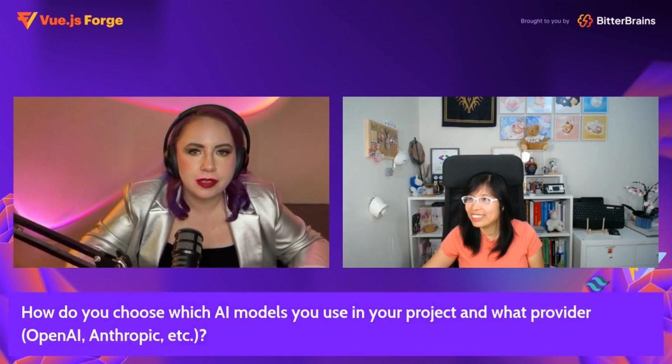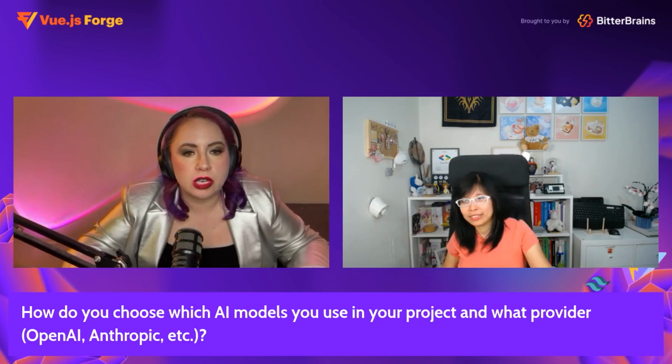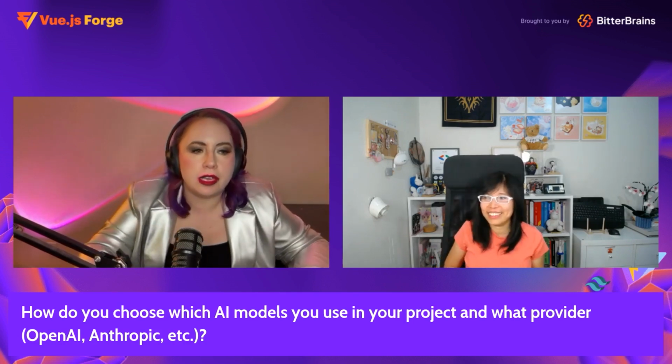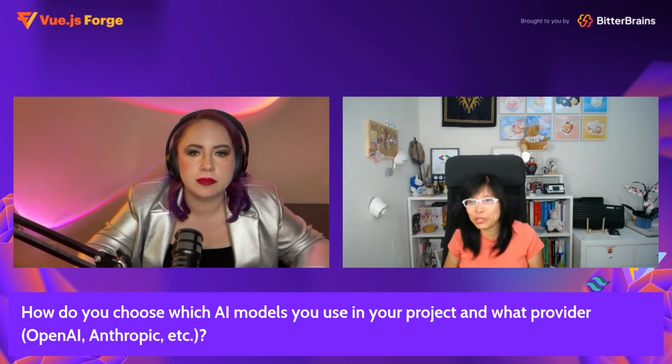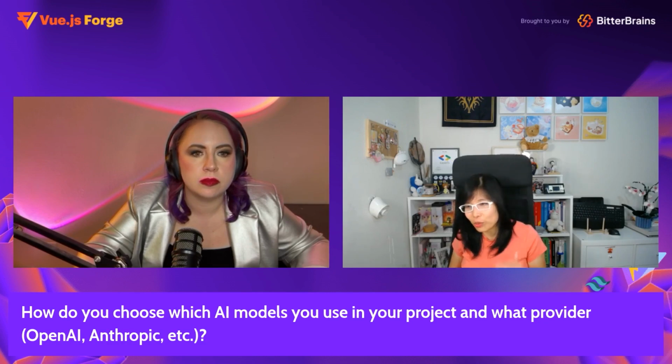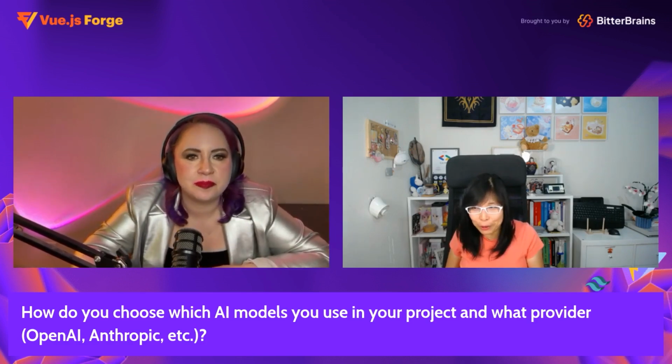So, how do you choose which models you use in your project and what provider like OpenAI and such? Oh, okay. This is actually a very good question in real scale applications, like real time applications. Usually I mainly go straight to OpenAI just because OpenAI is like the first one in the market, like Google Chrome.